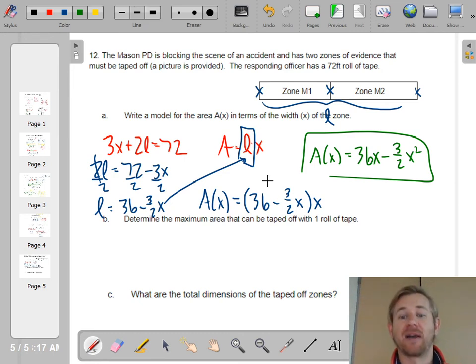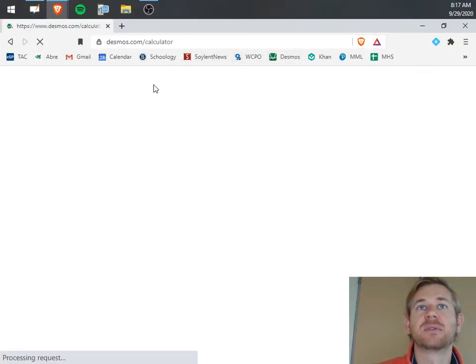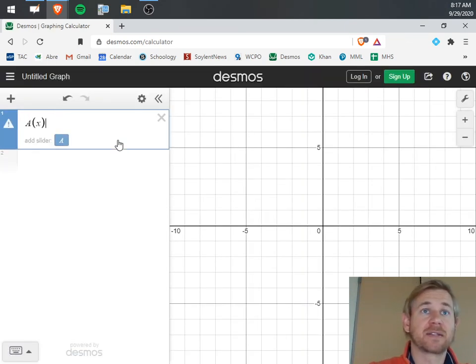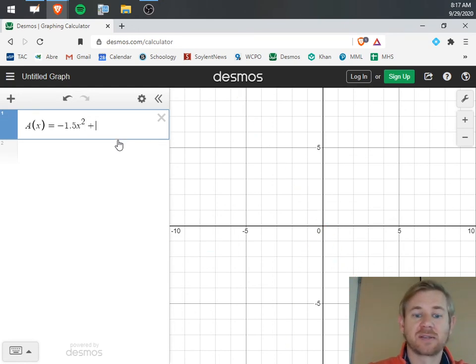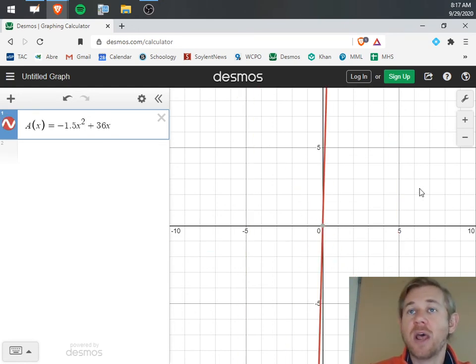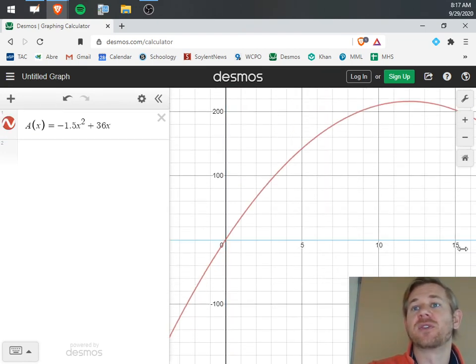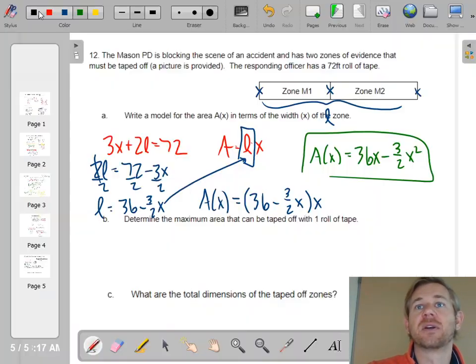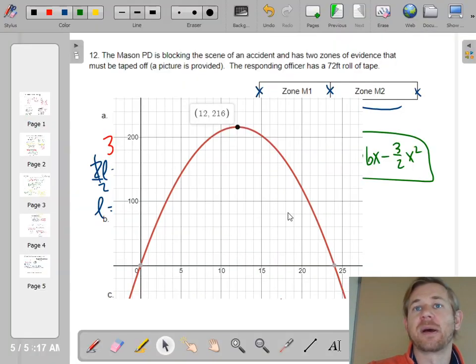Now you need to graph it. So this is where Desmos comes in. You're going to need to graph it using Desmos, which I will do. Let's go Desmos. And we're going to say A of x equals negative 1.5x squared plus 36x. You can type it in either order. You are responsible for being able to rescale your graph so that you can understand what you're looking at. And since all I really need is that vertex, I'm going to screenshot it so I can talk about it.